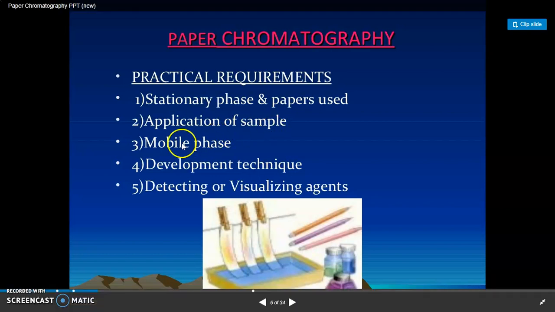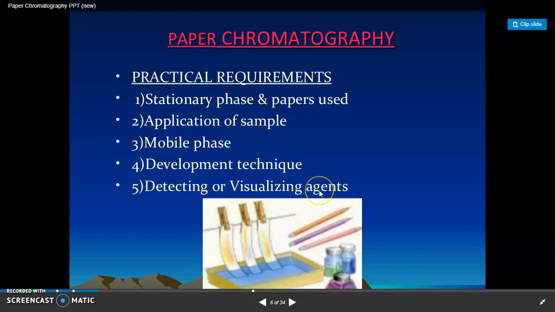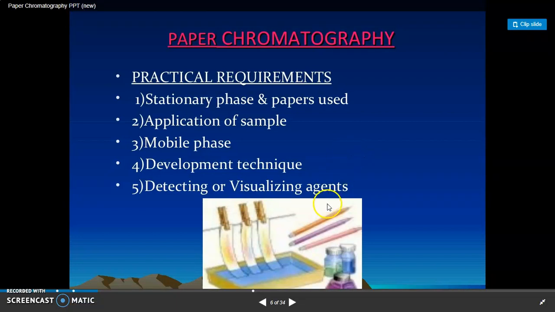Next one is the mobile phase. We know that mobile phase means moving solvent. Next is the development technique, how we develop it, we will learn. And finally, detection or visualizing agents. The other day we discussed how we detected with UV light, and next we saw in TLC how we detect with KMnO4 solution. Here also we will discuss the detecting techniques.